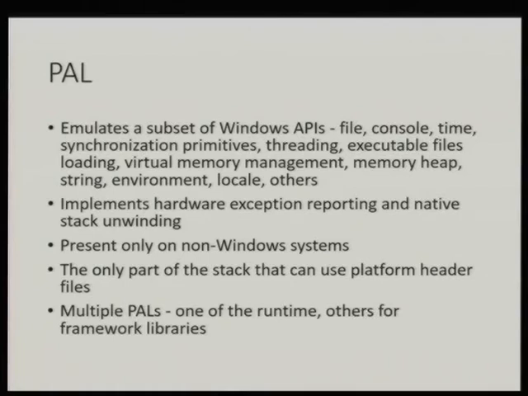As I said, it's present only for non-Windows systems, because on Windows we use just the Windows APIs. And this is the only part of the whole stack that is able to use platform header files, because basically it needs to be a complete abstraction for the rest of the system. And as I've shown on the slide before, we have multiple PALs. One is for the runtime, and we have several more for the framework libraries, so that we can version them separately, because the framework is developed separately from the core system.